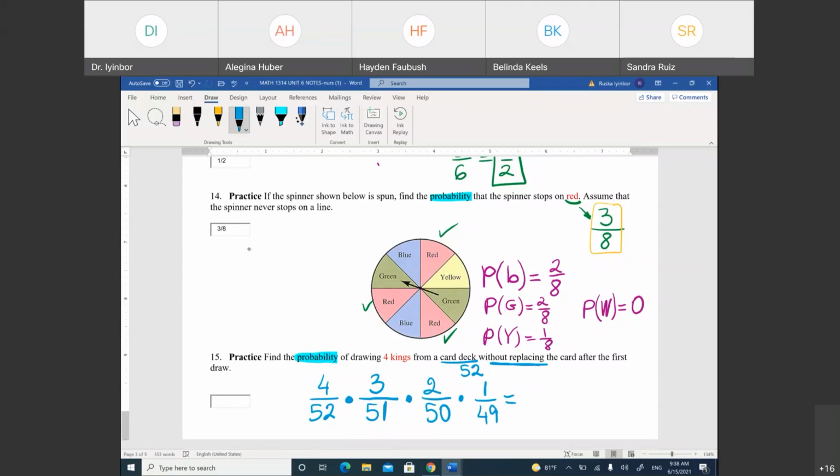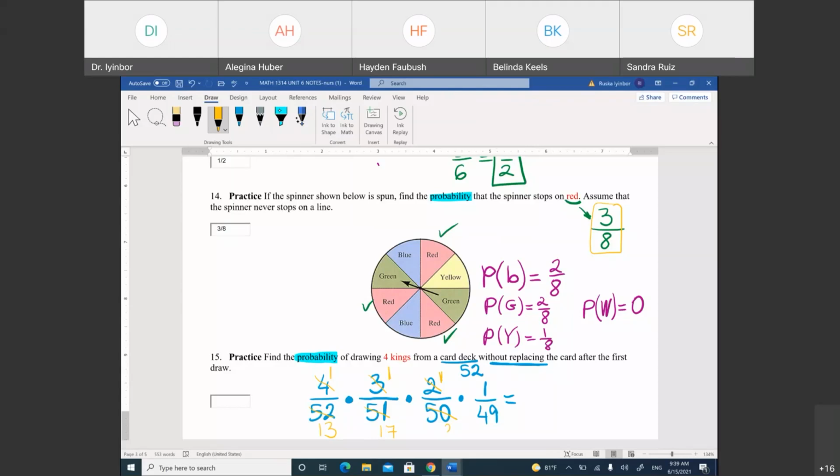Now, before I multiply, I can reduce this, so I can divide. Looking at the numbers 4 and 52, I can divide 4 and 52. I'm going to get 1 over 13, right? 3 and 51, I can reduce this. You can divide by 3, so it's going to be 1. What is 51 divided by 3? 17. Then I can reduce 2 and 50 also, so it's going to be 1 over 25.